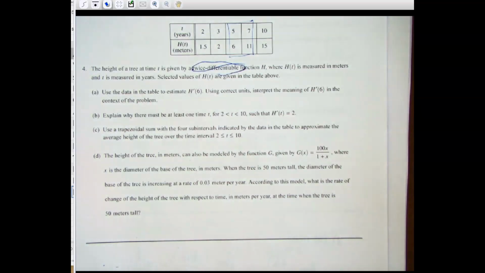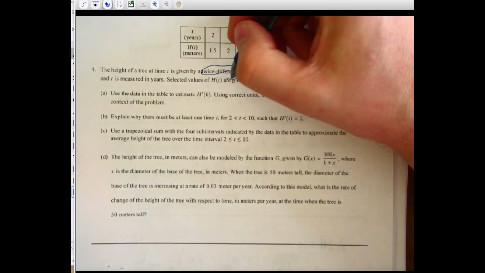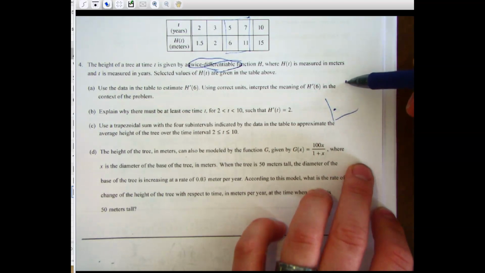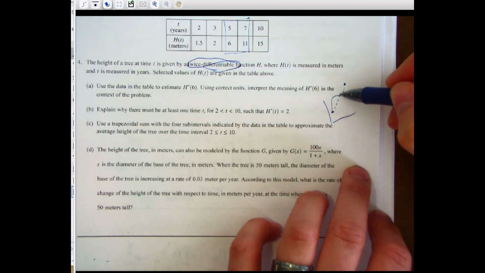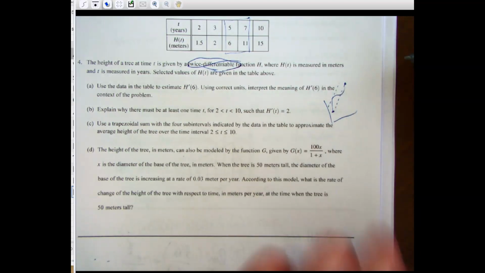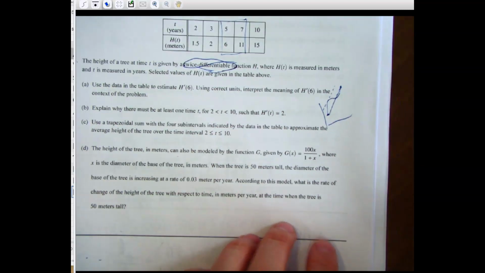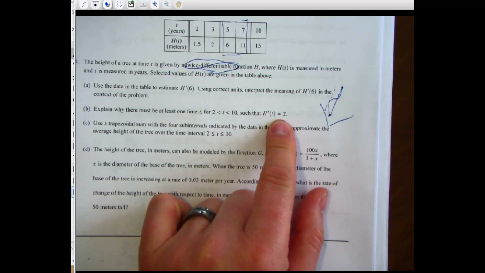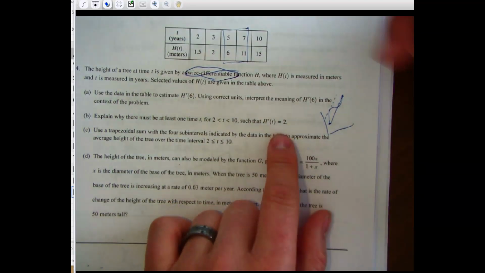Part B, explain why there must be at least one spot where the derivative equals 2. Well, if you remember the mean value theorem, when we drew it, I would draw 2 dots like this, and I'd have you guys fill it in. And the idea is there's no way you can fill it in without making at least one spot where the slope matches the slope between the endpoints. So if the derivative is going to be 2, that means there must be a spot where the slope between 2 points is 2. And you just got to look and find it.